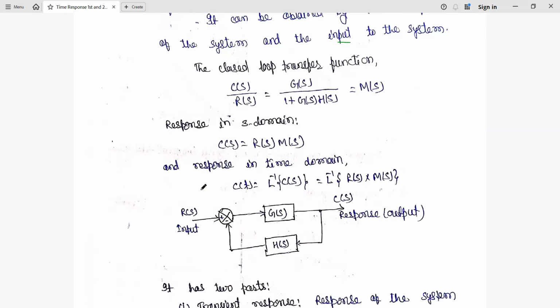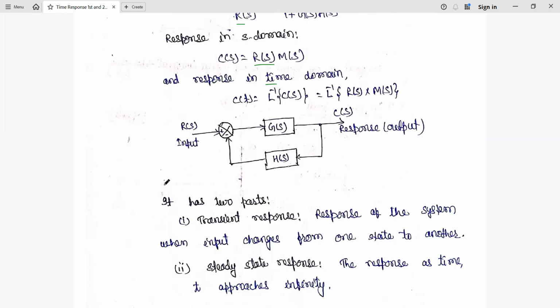Here one general closed loop transfer function is considered, C of s by R of s, where R of s is the Laplace transform of the input function. This is G of s upon 1 plus G of s into H of s, which can be written as M of s. If you want to write this response in the s domain, then we have C of s equal to R of s into M of s. So the input function is multiplied by the closed loop transfer function, and to obtain the response in the time domain, we have to take the Laplace inverse of it.